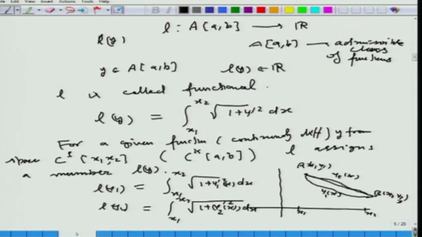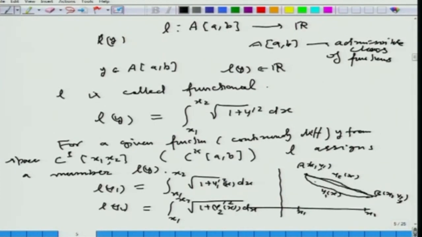Here admissibility is that y prime should be piecewise continuous, so that this integral is defined in the sense of Riemann. And so this functional L assigns a number L(y) to this function. Such a thing is called a functional. And here, when we have more general forms of integrals where y prime, y double prime appear in the integrand, then we will take the higher order continuous spaces, which are spaces defined as C^k, where k is a non-negative integer, over the interval a b, endowed with the supremum norm over the interval a b.